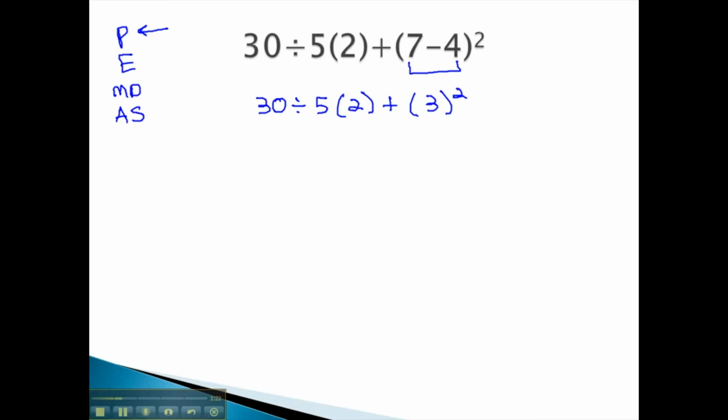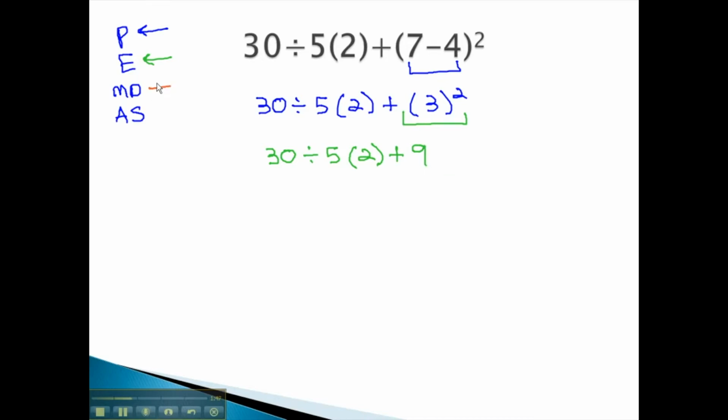Now that we've simplified inside the parentheses, we're ready for the second step, the exponents. There is an exponent on the 3. We have 3 squared. So we can rewrite everything else exactly like it is, doing only one step, 30 divided by 5 times 2 plus the 3 squared is 9.